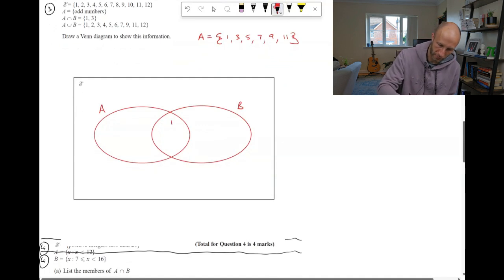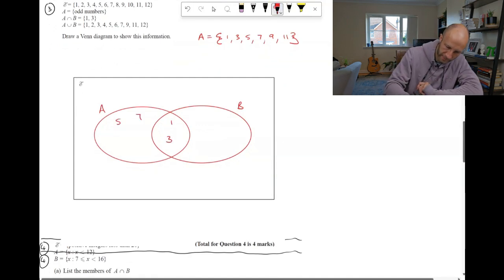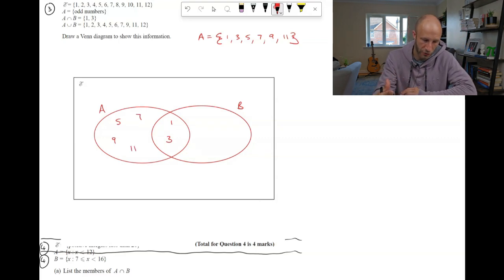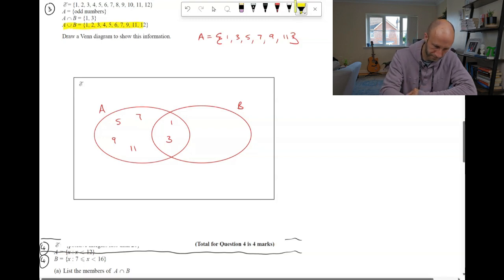And so yeah, there's definitely an intersection because A intersection B is 1 and 3, so 1 and 3 are in here. That's where they meet. So that means 5, 7, 9 and 11 must just be in A and not in B, otherwise they'd be in the intersection as well. And A union B has got all these other elements in.